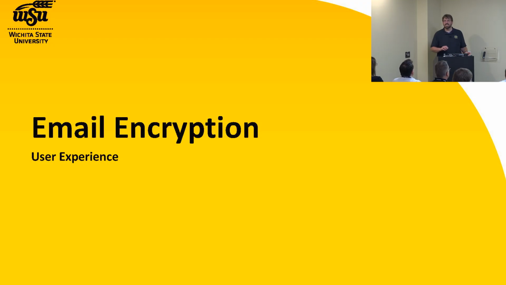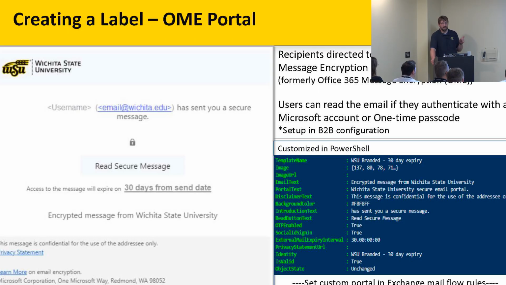OK, so we're going to talk a little bit more about encryption. It's a little bit of a tangent. But when you apply encryption to an email, and you send that email externally, the recipient does not receive that email. They receive a link to a portal, which is called the OME, or was previously called OME portal, that will look like this box here.